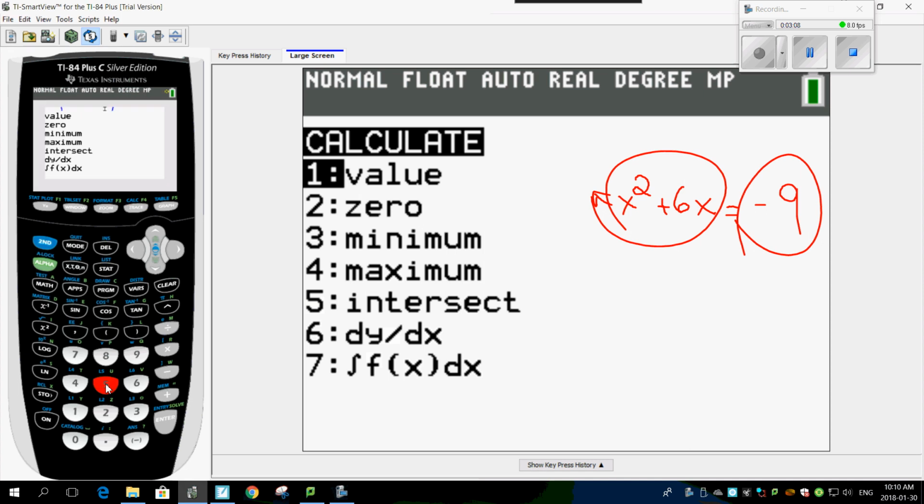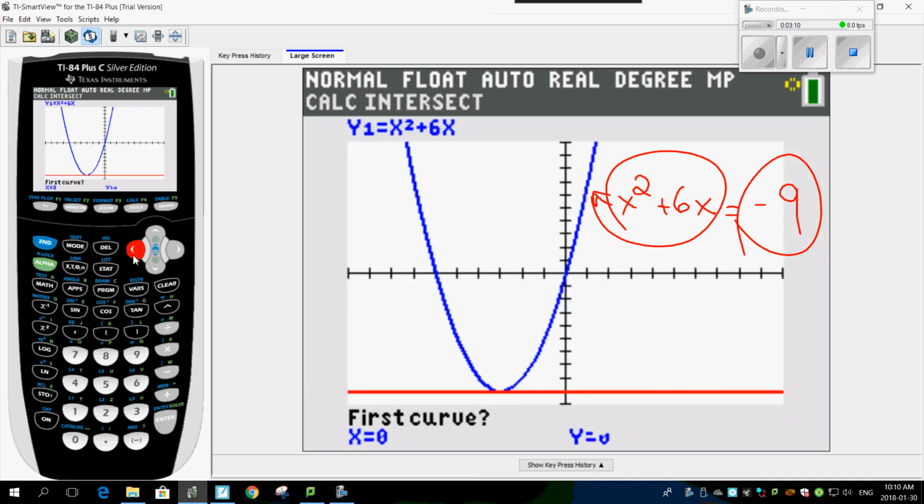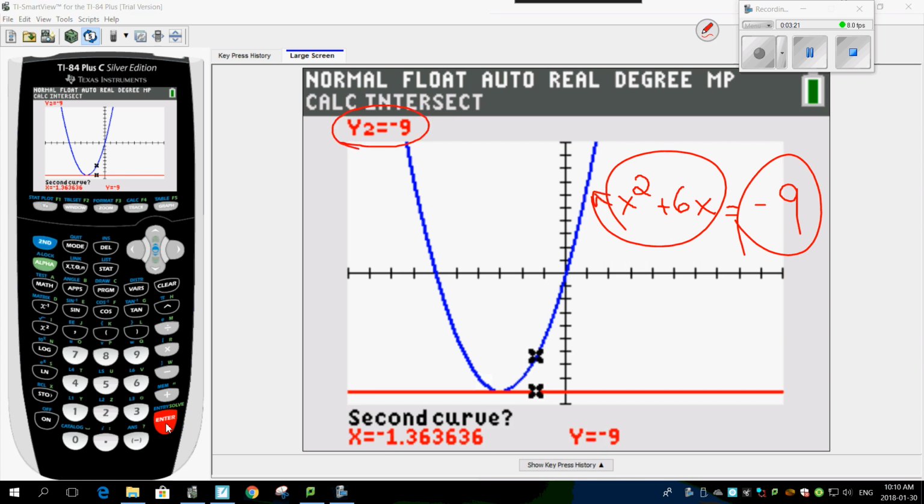So intersect, hit 5, and it asks you, what is the first curve? So I'm going to mouse close to the answer, which is down here. I'm going to hit enter, and look, it brings up the second curve. How do you know you're on the second curve? Look up here. It says y2 is -9. There's your second curve. Hit enter. And then it's going to say guess. And look at this. Look at your answer right away. It's at -3. Do you remember when we did it the other way? What it was on? It was at x equals -3.